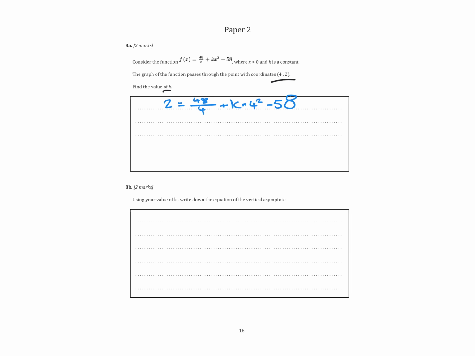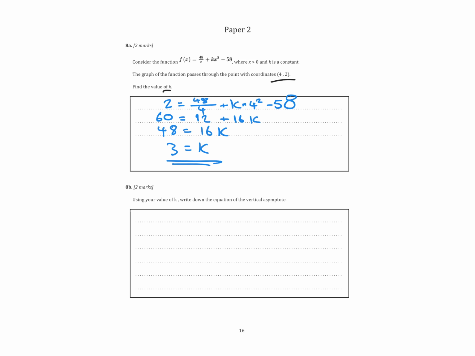First thing I would do is move the minus 58 by adding it to both sides, so I get 60 equals... now 48 over 4 can be simplified to 12 plus 16k. Take away the 12, leaves me with 48 equals 16k, and 48 divided by 16 gives me 3. There we are.